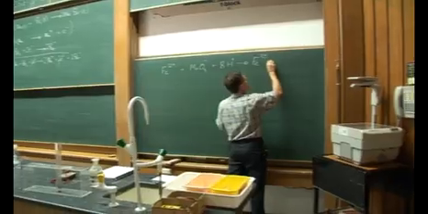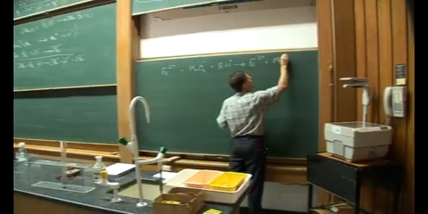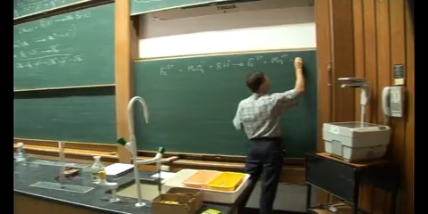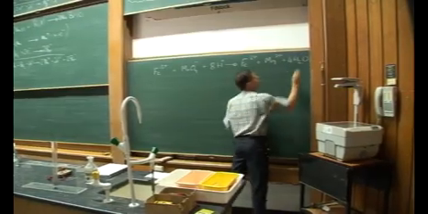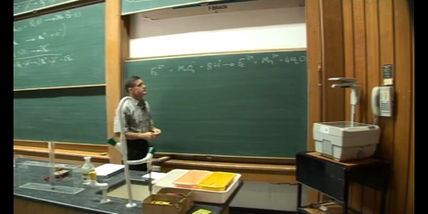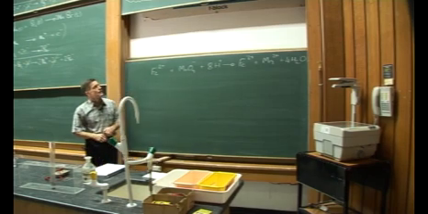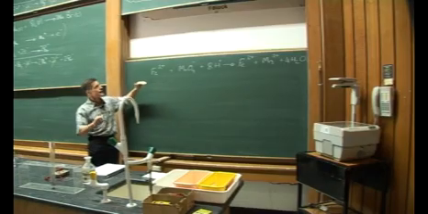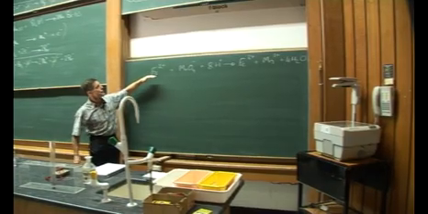I end up with iron 3+ as a product. I end up with manganese 2+ as a product, and I end up with water. Now, this isn't balanced at this stage. It's slightly different from the one in the book at this stage.